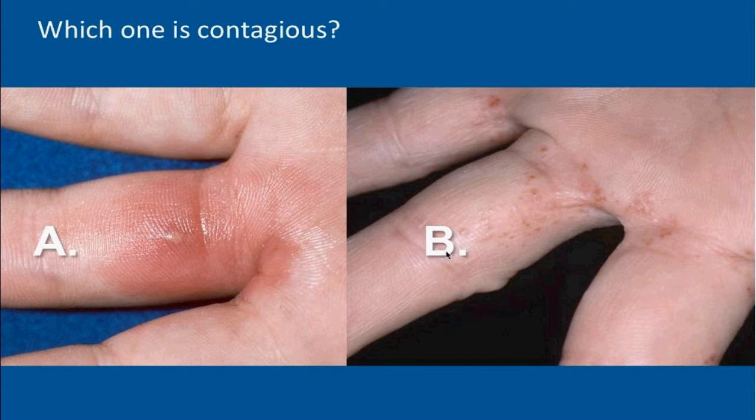So just to give you one more A-B quiz to compare, which of these two cases is contagious? A pustule on the finger with some surrounding erythema, or not grouped, but coalescing vesicles in the finger webs on the right. And the answer is, on the left is a presentation of scabies. On the right is a common presentation of deep-seated vesicles of dyshidrotic eczema or pompholyx.